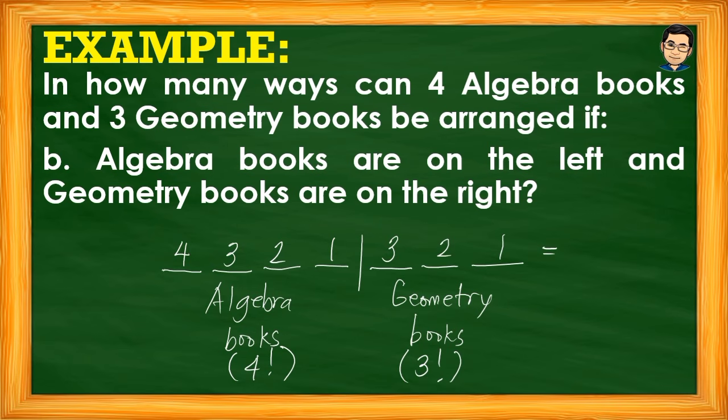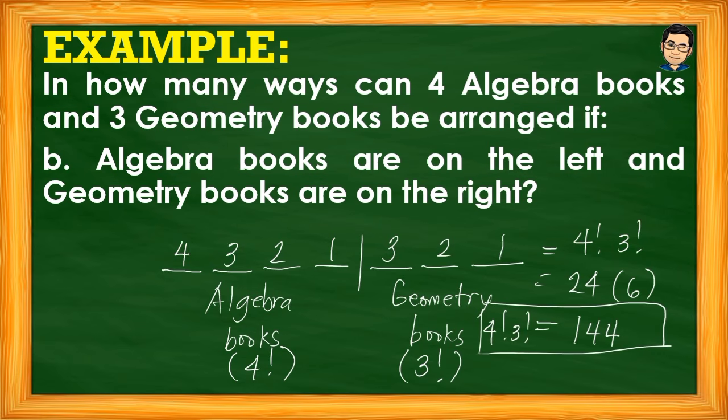So, 4 factorial is 24. And then, times 3 factorial is 6. So, 24 times 6 is 144. So, ibig sabihin po, there are 144 ways that these books be arranged wherein yung nasa left, yung algebra, yung nasa right naman is yung geometry books.